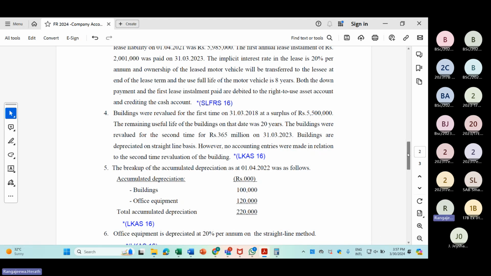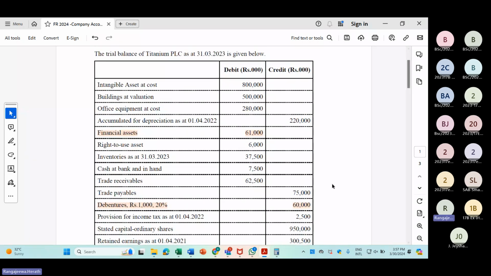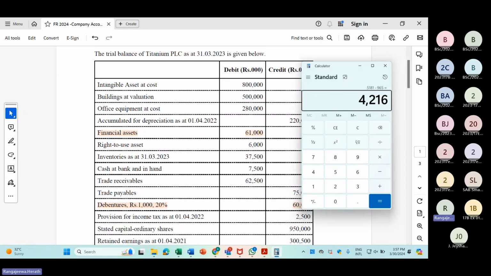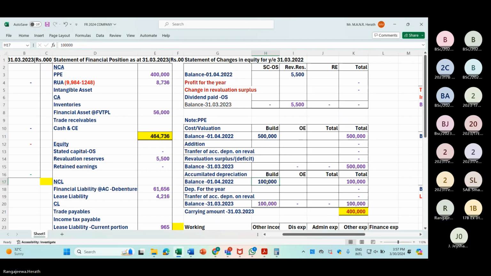And 20 years means annual depreciation should be 500,000 divided by 20, 25,000. So at the beginning of the current year, 25,000 into 4 years gone. 19, 20, 21, 22. So that is why we have 100,000 balance.